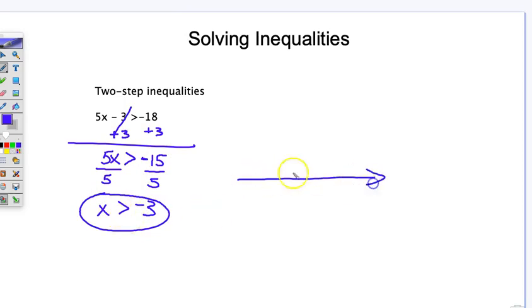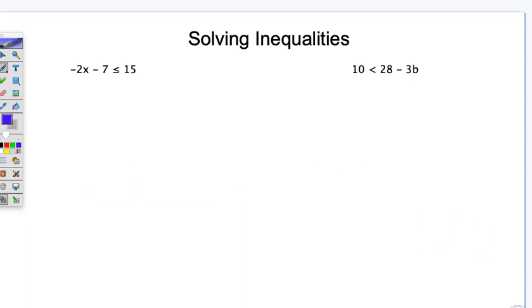Let's go ahead and graph it. Again, here's where 0 lies. Negative 3 is to the left of 0. We do need an open circle at negative 3, and x, our answer, is to the right of that because x is greater than that. If you want a positive 3 here, just for reference, that's fine as well. Moving on to the next 2 examples.